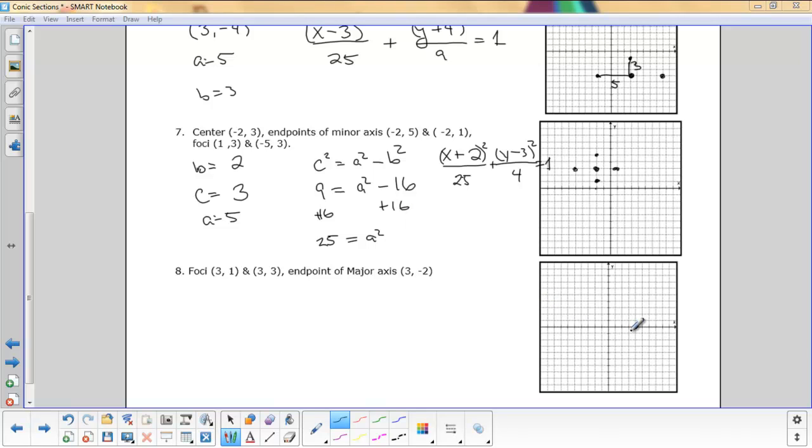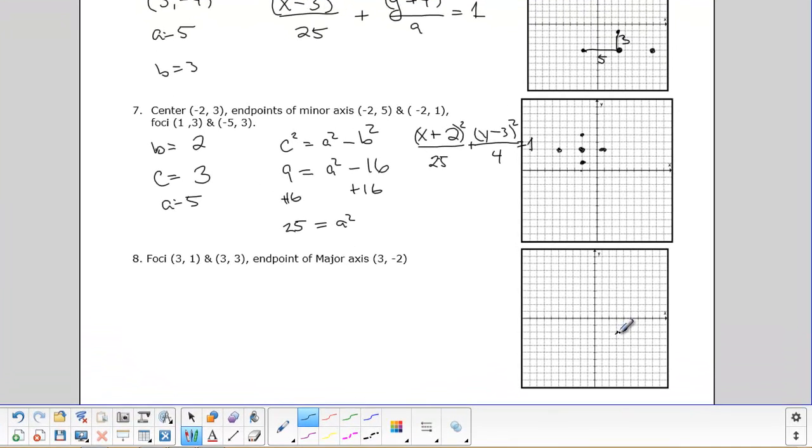All right, number 8, again, you're just given critical values, fill them in. So my point on my major axis is at 3, -2. And my foci are located at 3, 1 and 3, 3. So the center has to be halfway between, which is at 3, 2. That means that the length of C is 1, and the length of A is 4.